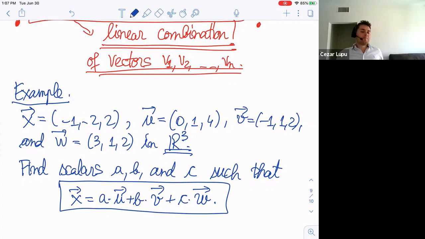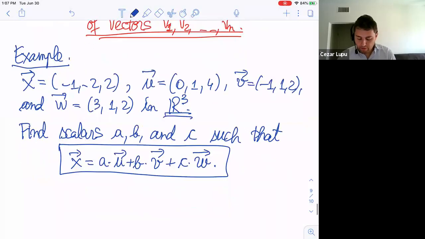write the vector x as a linear combination of vectors u, v, and w. In other words, the translation of that is just the statement that you see here: find the scalars a, b, and c such that the vector x is a times u vector plus b times v vector plus c times w vector. So that's the linear combination. Okay, so let's do this. We just have to do the basic operations with vectors.